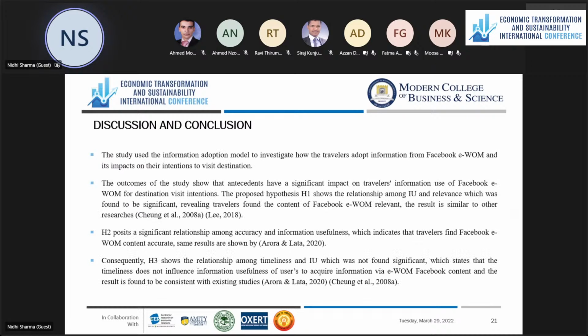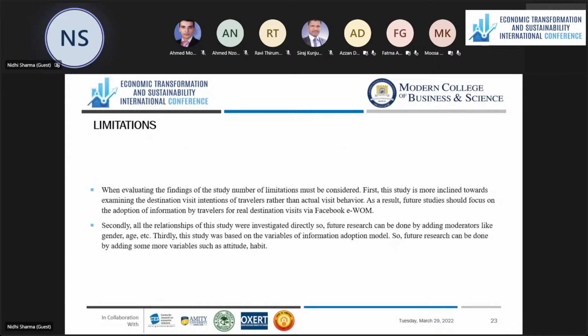Then comes the discussion and conclusion. As I've already mentioned, which hypotheses have a positive impact and which have a significant impact. I have just discussed hypothesis by hypothesis whether our results are similar to previous studies or our results are in contrast to other studies. These are all discussed in this.